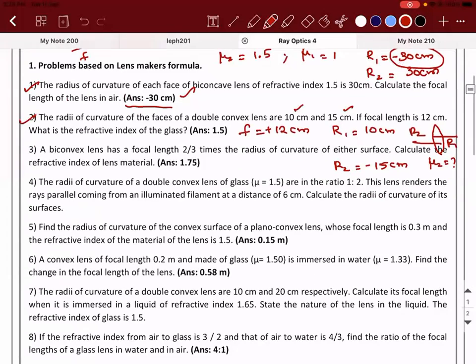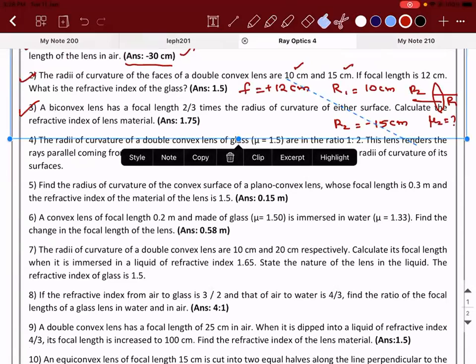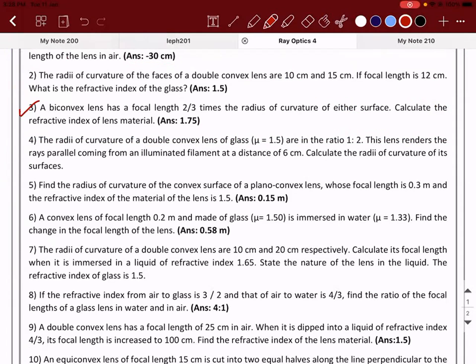Third, there is a biconvex lens which has a focal length 2 by 3 times the radius of curvature of either surface. So R1 is equal to R2 is equal to R, and f is equal to 2 by 3 times R. Calculate the refractive index of the lens material. Let's try this out.